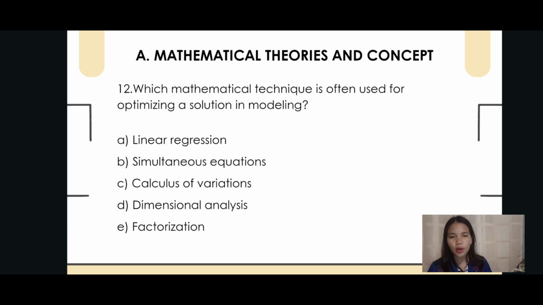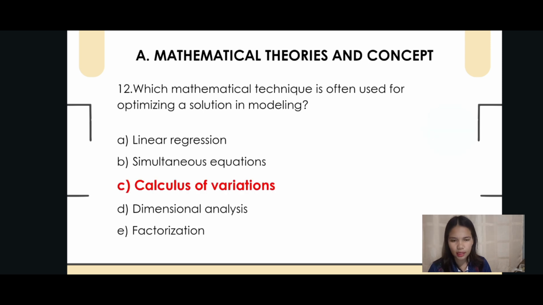For number 12, which mathematical technique is often used for optimizing a solution in modeling? Is it A. linear regression, B. simultaneous equations, C. calculus of variations, D. dimensional analysis, or E. factorization? So the correct answer for this one is the calculus of variations, or option C.